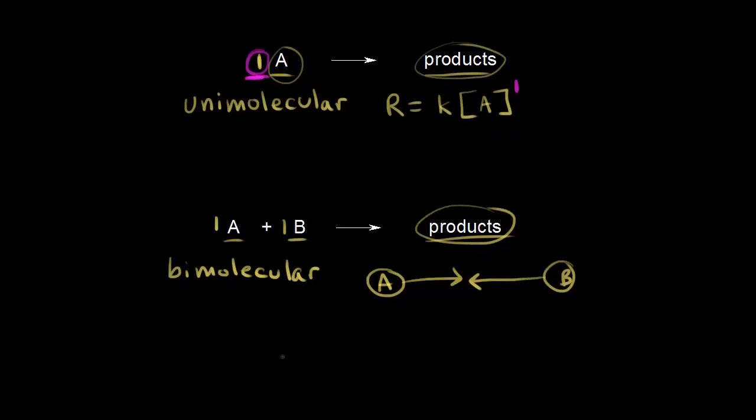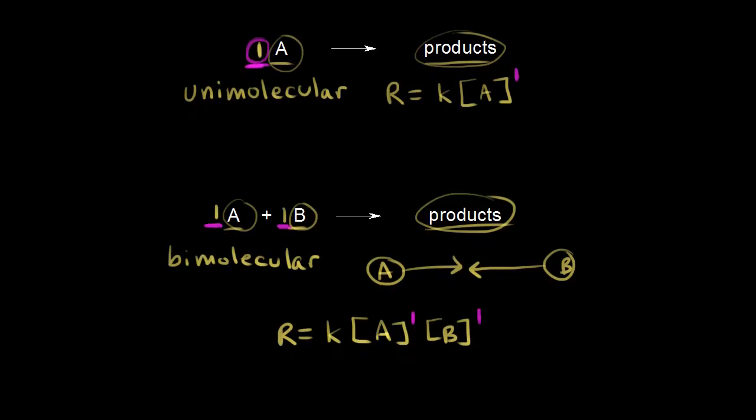So when you write your rate law here, the rate of our reaction is equal to the rate constant K times the concentration of A, and since this is an elementary one-step reaction, we can take the coefficient and turn that into our exponent. So times the concentration of A to the first power times the concentration of B, and once again we can take our coefficient, which is a 1, and turn that into our exponent. And so now we have the rate law for this bimolecular reaction.